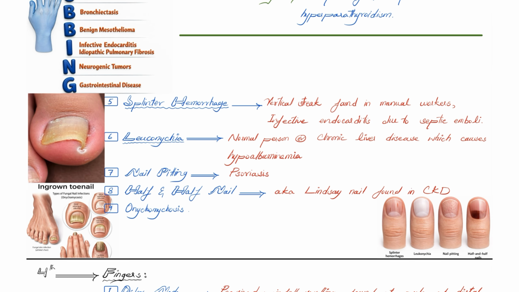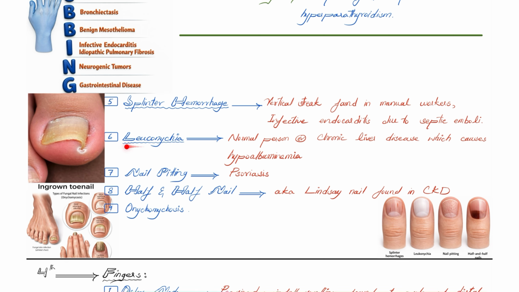It is a vertical streak found in manual workers, and in infective endocarditis due to septic emboli. Now, splinter hemorrhage is part of the modified Duke criteria for diagnosis of endocarditis.